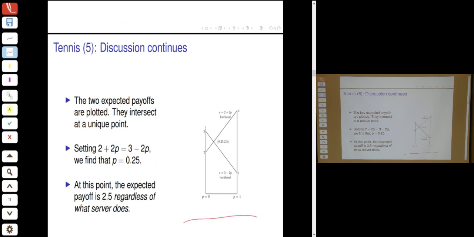To understand this, let us draw a picture. So, this is the payoff. This curve is the payoff if the server plays f, and this curve is the payoff when the server plays b.